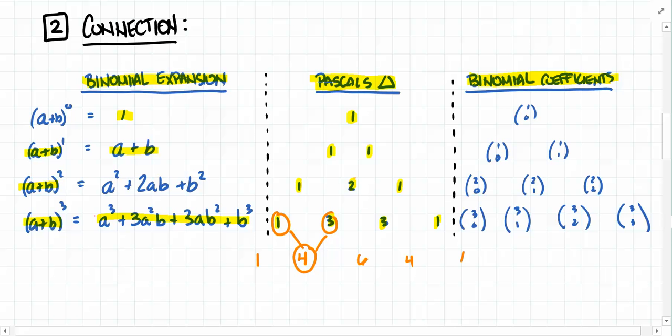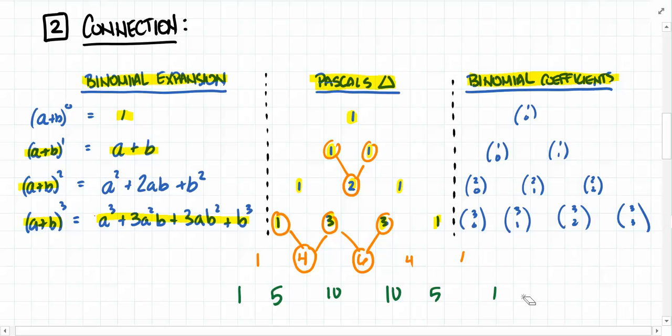So take a look at this one. The number 2 is nothing more than a 1 and a 1 added together. The number 6 is nothing more than a 3 and a 3 added together. So that's the connection. If I was going to go one more row, I would go 1, 5, 10, 10, 5, and then 1. Sorry, I missed another 10 there. So Pascal's triangle was discovered a long time ago, and you just simply add the 2 previous numbers up and above to the right and to the left.